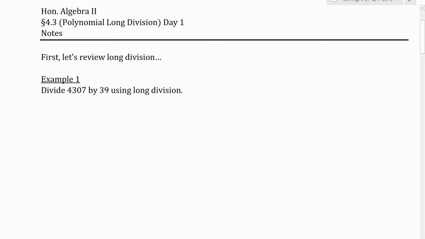Okay. To do today's lesson, you've got to remember how to do long division. So we're going to divide 4,307 by 39. I don't know why I made that divider so long. So remember, gosh, it's been probably a long time since you had to do this by hand. 39 doesn't go into 4. It does go into 43 one time.